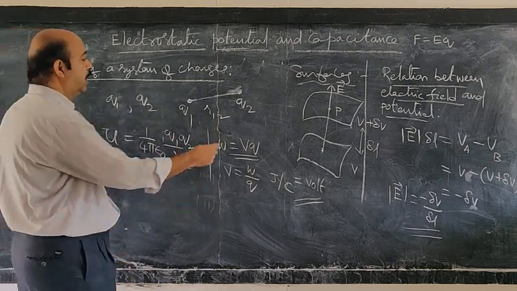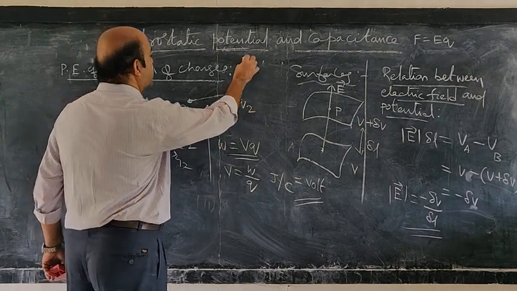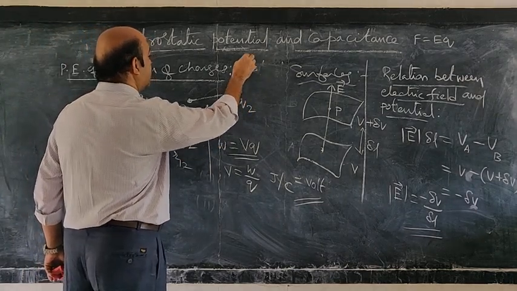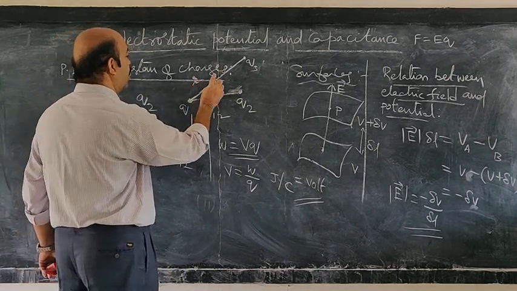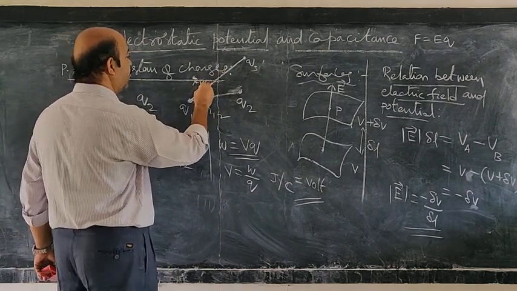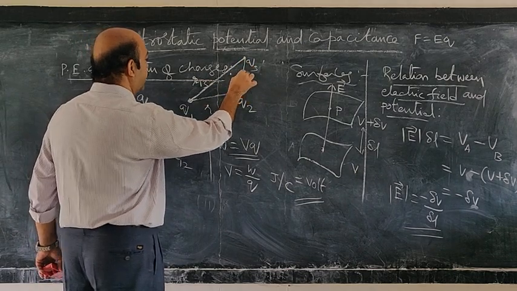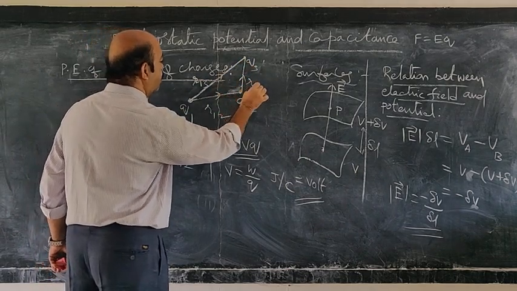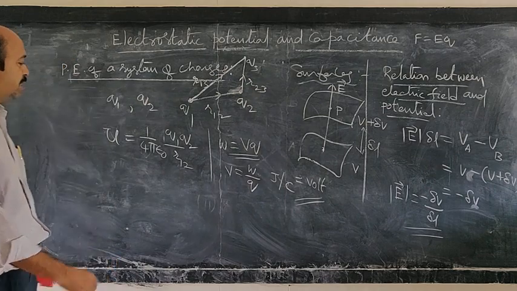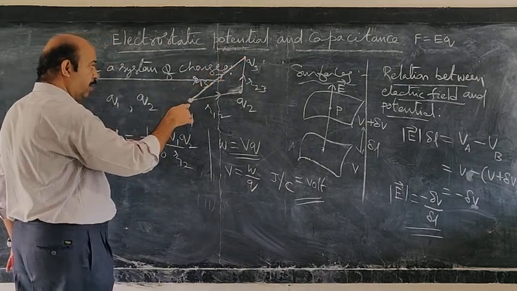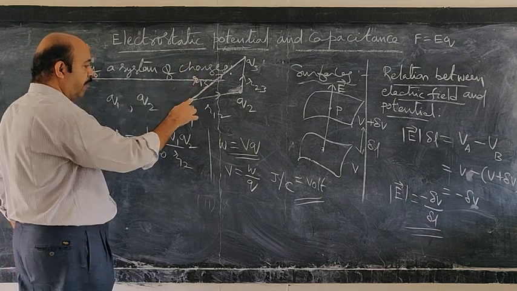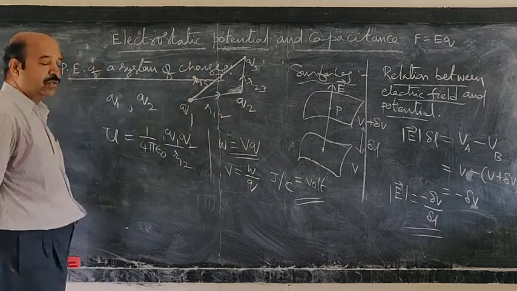Suppose you bring another charge, say some Q3, to this position. So here it is R13, and from this it is R23. Then in such case, this Q3 is in the field of Q1 and also in the field of Q2.